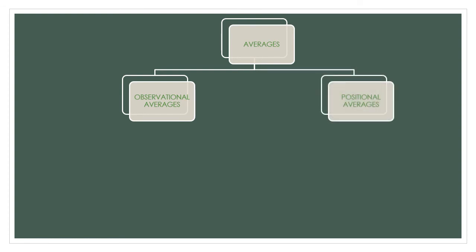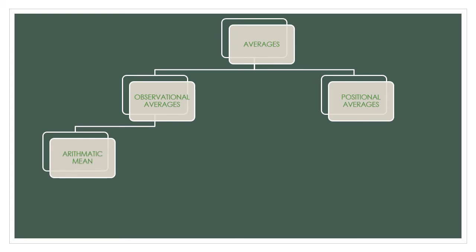And the second kind are the positional averages. Here the actual value of observation doesn't matter, rather the position of that particular observation in the group of data matters. So I call them positional averages. Now the first of the observational averages is the arithmetic mean, or in simple terms just mean. What you studied in 10th as a mean is actually the arithmetic mean. That's its original name. The second kind of mean is geometric mean.